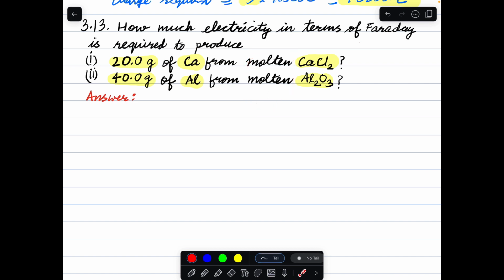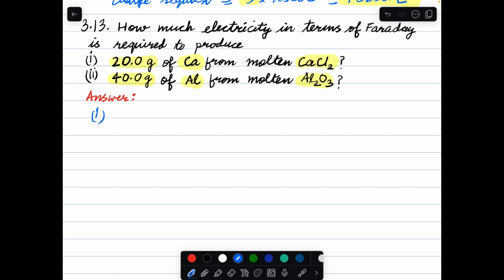Always remember, when any electrolyte is in molten form, we write down the ions in the liquid form, and whatever ions are produced in molten form will be produced at the cathode and anode. There are no secondary reactions as we have in the case of aqueous solution. So things are very simple when the electrolytes are in molten form. Simply write down the ions and the substance produced at cathode and anode. In the first part, we need calcium from calcium chloride, so we have to start from calcium chloride.